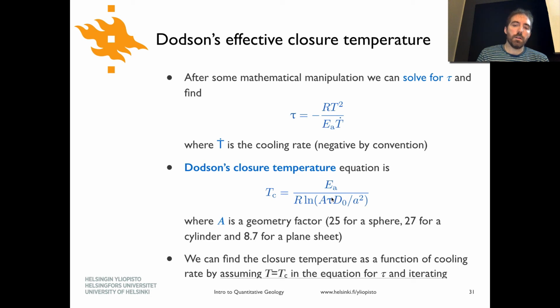This is the tau that is related to the diffusion constant, and then D naught is the diffusivity at infinite temperature, and then A again is this size of the crystal. If you're starting to get a little bit mixed up with the different letters and things like that, don't worry, you'll have time to look at this in the exercise.